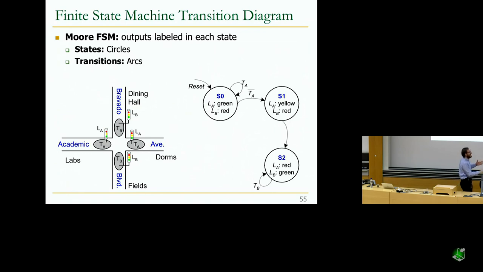We stay at the S1 state, and at the clock edge, this is an unconditional transition. There's no input that's required, so you transition at the clock edge. You go to state 2, and state 2 says this is now red, and this is green. As long as there's traffic in this B avenue, this TB is equal to 1, you stay in the state. And if there's no traffic, you transition into S3, where this is red, and this is yellow. Then at the clock edge, you transition back here.